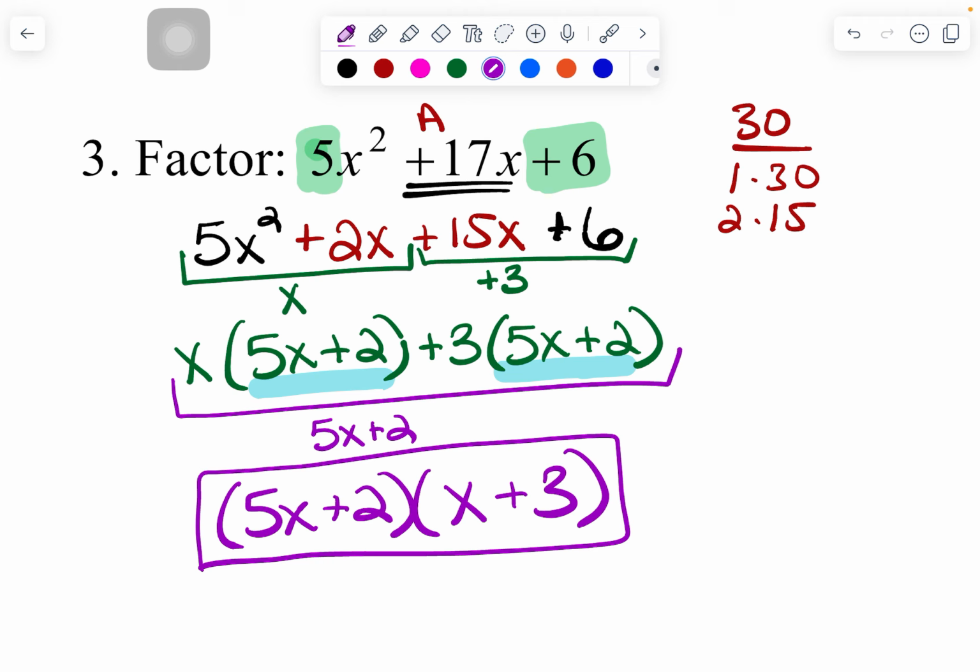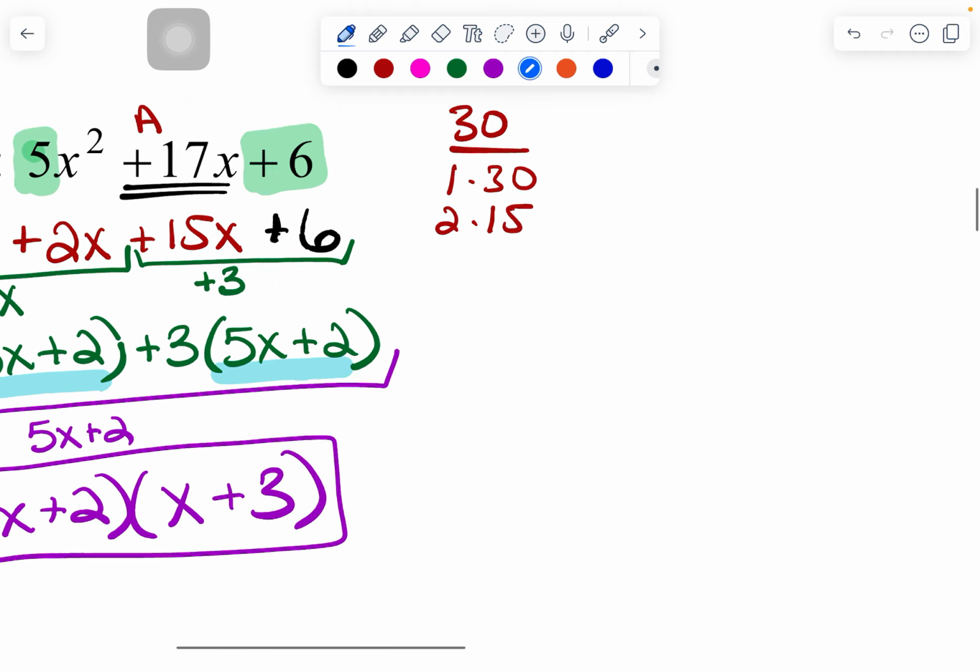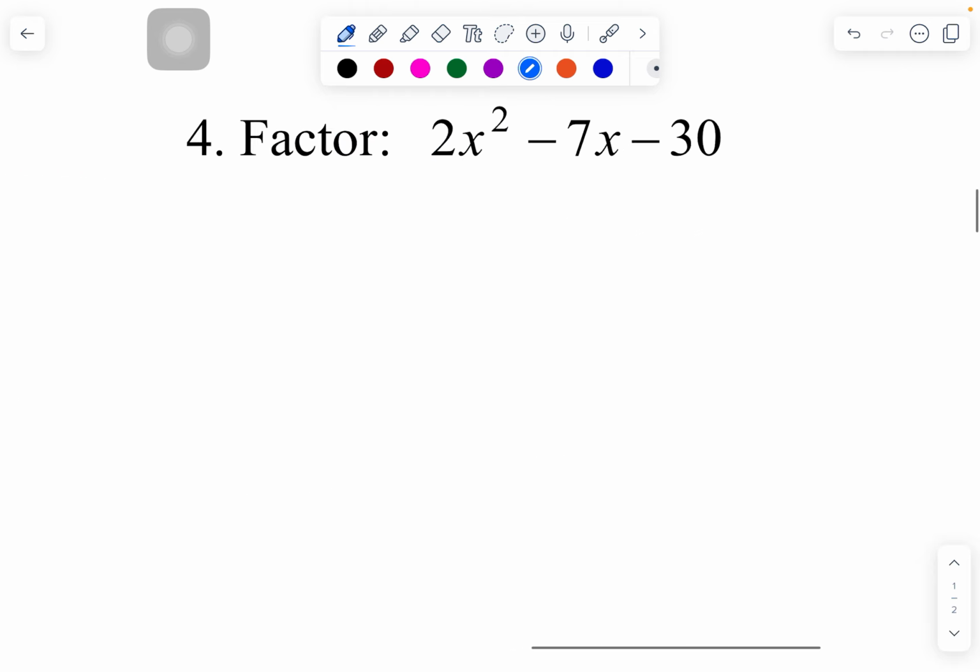Okay, so this is the AC method. I'm going to repeat the process for question number 4 so you see it again. And if you have any questions or concerns, of course, ask. Okay, so moving on over to number 4 here.